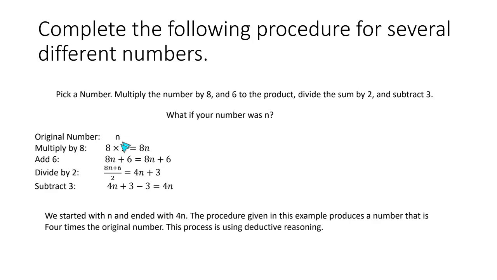So we started with n, and we ended with 4n. So this procedure here gives us 4 times the original number, the same as before. But since we're going from general, because n can be any number, then we say that we're using deductive reasoning here. Okay.